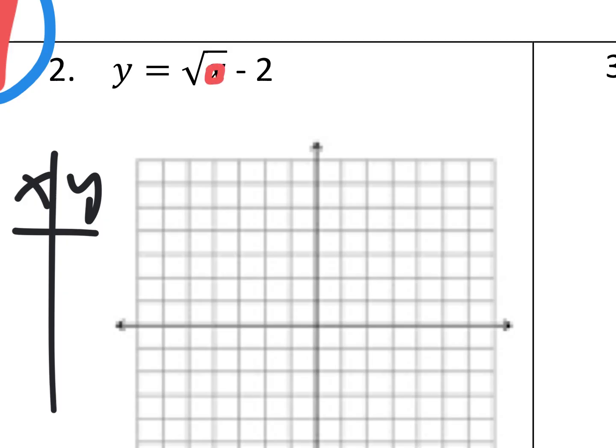0 works because if I put in x as 0, the square root of 0 is 0, and that's not illegal. 0 is a number. 0 minus 2 is negative 2. So (0, negative 2) is right there. Now, can you find me a few more points? Take a second. Find me at least 3 more points.